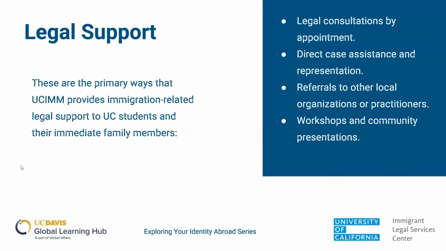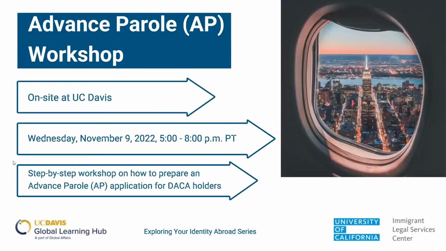And the ways that our organization provides legal support to the student community is by providing legal consultations by appointment. Sometimes we're able to provide direct case assistance, helping with applications. We're able to provide referrals to other trusted legal organizations or practitioners in each campus's area. And we also give workshops and community presentations, both in person in each respective campus, and also sometimes online through webinars like this. Next slide, please.